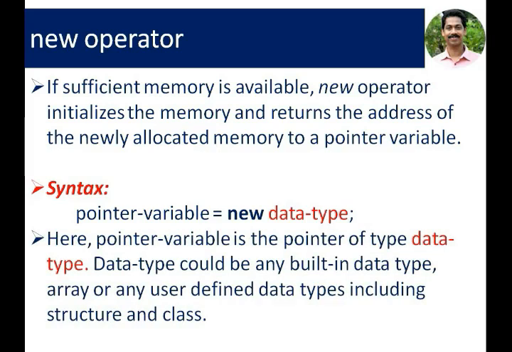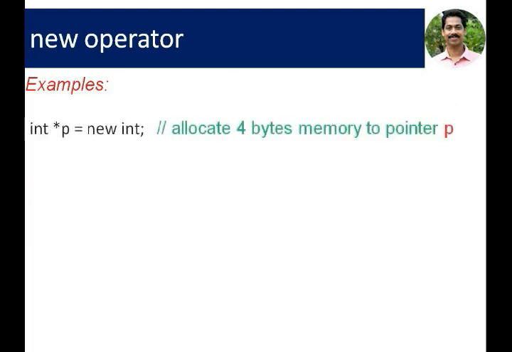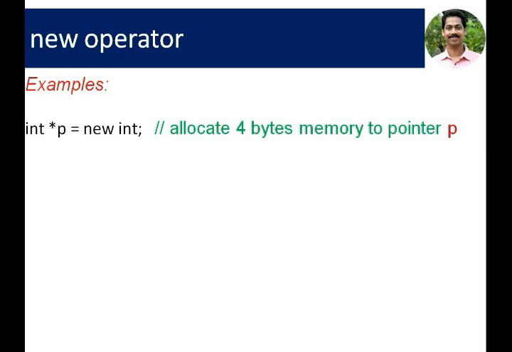Data type could be any built-in data type, array, or any user-defined data type, including structure and class. We studied all these data types earlier. From these examples, you can understand the usage of the new operator. int *p = new int. Here int is the data type. Then *p means pointer variable p declaration. The data type of the pointer p variable is also integer.